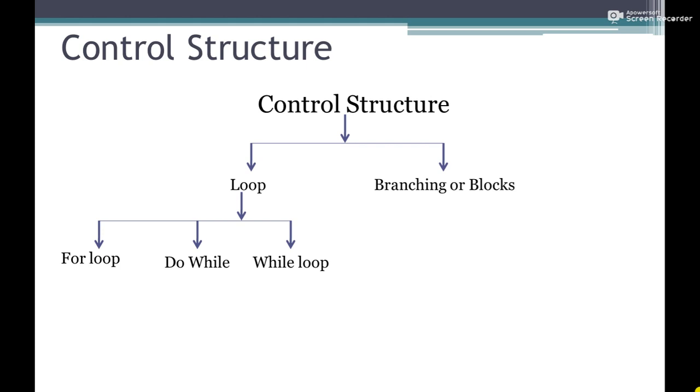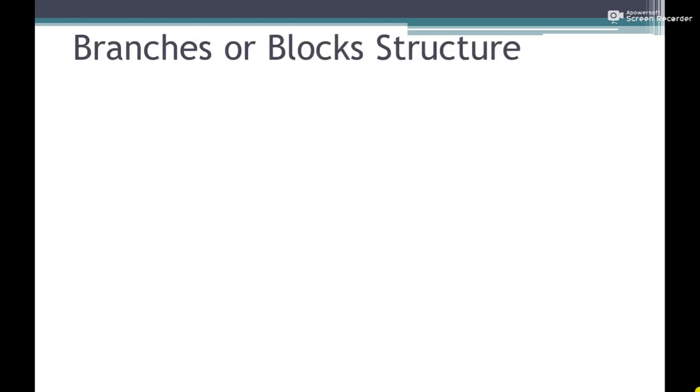And this is the way they are working. So now branching: there are two types of branching or block structure. First is the if condition and the second is the switch case. So we will start with the branching structure, that is the if condition. So let's see the if condition. Firstly we'll take the branch or block structure.